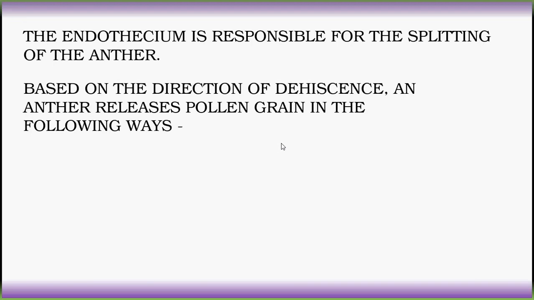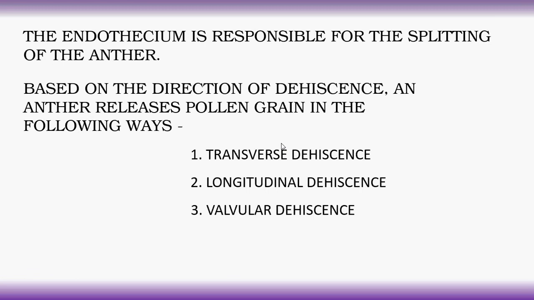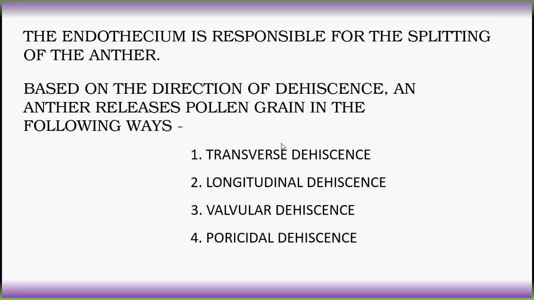Based on the direction of splitting, that is dehiscence, an anther releases pollen grains in the following ways. They are transverse dehiscence, longitudinal dehiscence, valvular dehiscence, poricidal dehiscence. Let's see each one in diagrammatic representation.